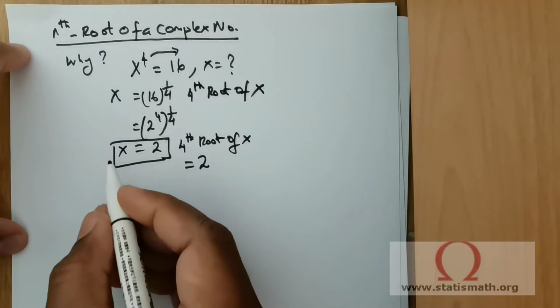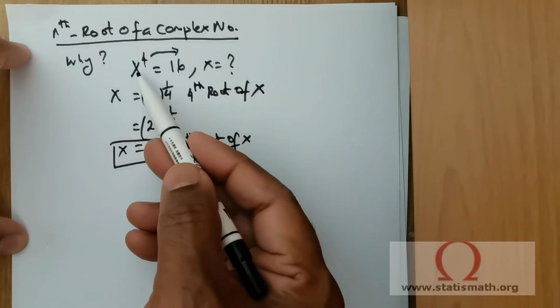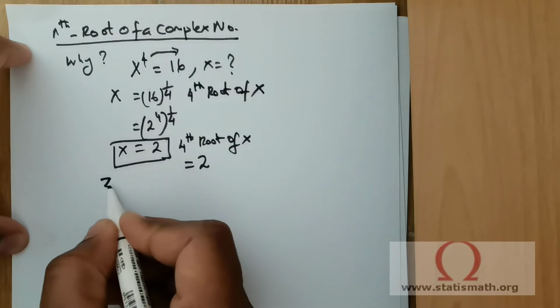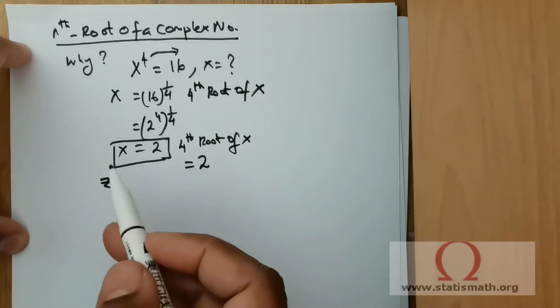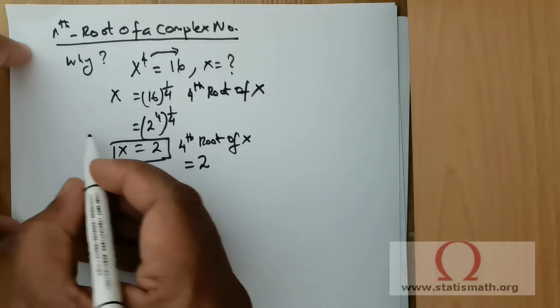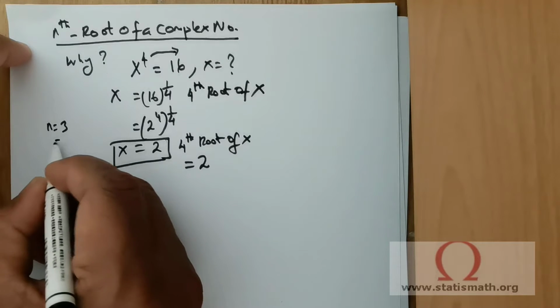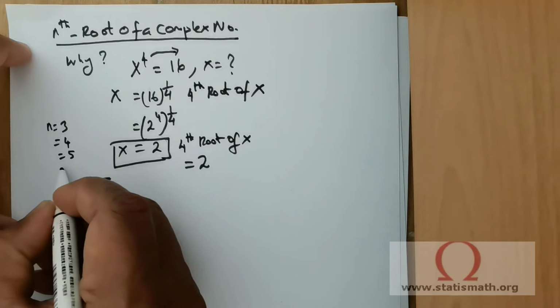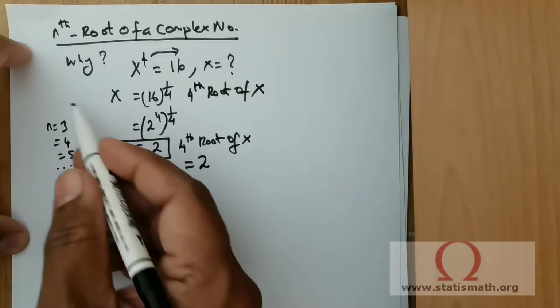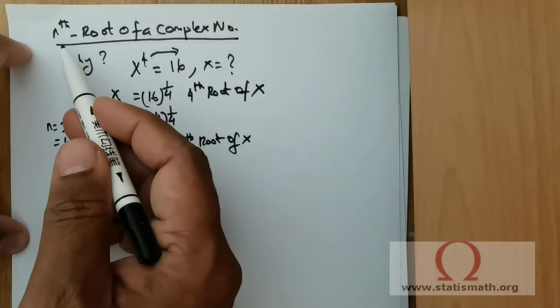Now the question comes: what if the number being given to us is some complex number z? How are we going to find the nth root? When we say nth root, the value of n can be 3, 4, 5, it can go on. That is what we are trying to understand.